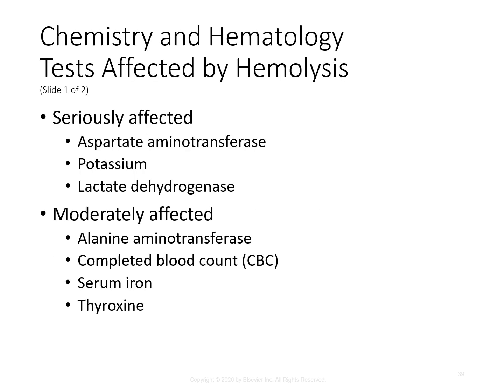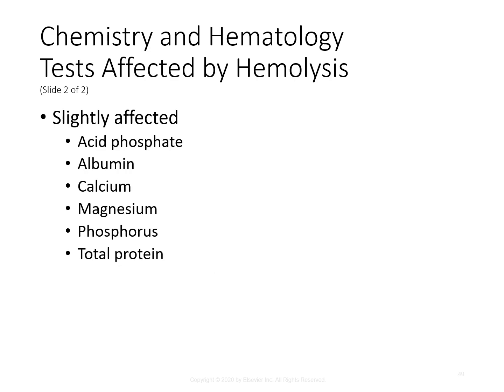Tests that are going to be affected by hemolysis: the ones that are seriously affected are going to be your AST, your potassium, and your lactate dehydrogenase. The ones that are moderately affected are going to be your ALT, CBC, your serum iron, and your thyroxine. Slightly affected ones are going to be your acid phosphatase, albumin, calcium, magnesium, phosphorus, and total protein.